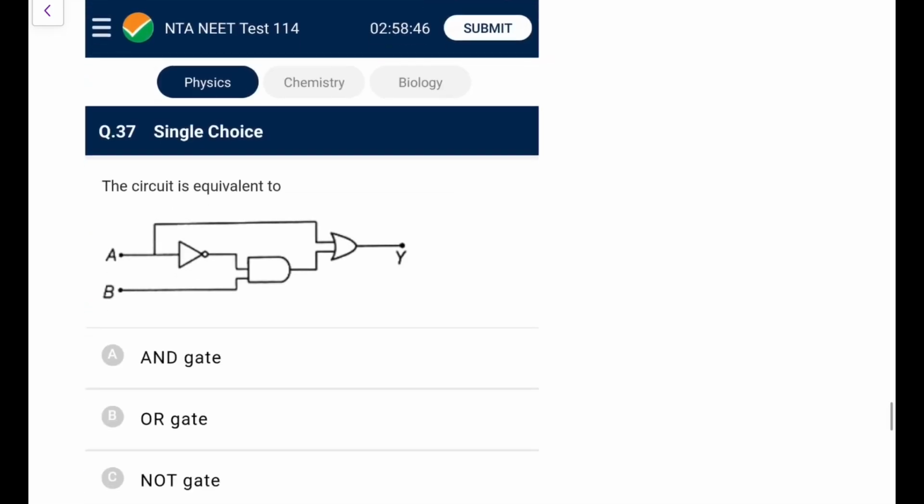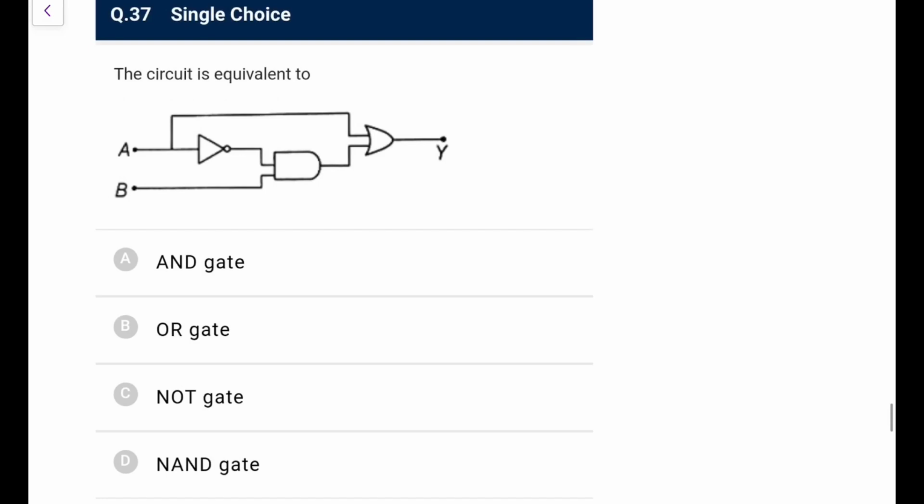Nice question. Circuit is equivalent to... So how is it equivalent? What we can do, just go by the truth table. First of all 0 0. So 0, and this is 1, this is 0, 1 and 0, this is AND gate, would be 0. 0 and 0 will give us 0. So 0 0 will give 0, so it won't be NOT, it won't be NAND for sure.